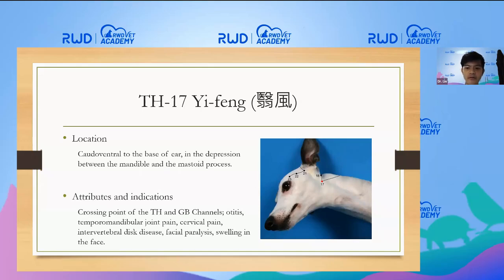TH17, Yifeng, caudal-ventral to the base of the ear, in the depression between the mandible and the mastoid process. Attributes and indications are crossing point of the TH and GB meridians, otitis, temporomandibular joint pain, cervical pain, intervertebral disc disease, facial paralysis, swelling in the face.